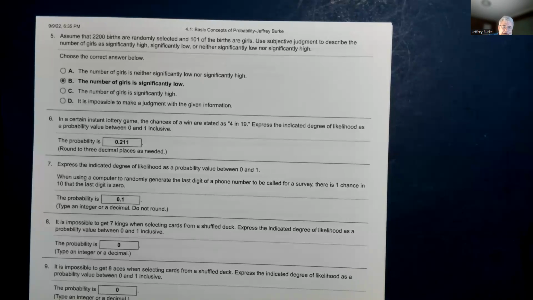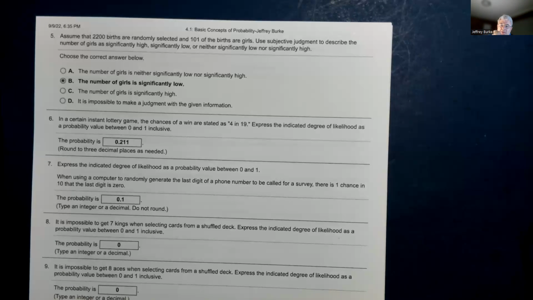So it says assume that 2,200 births are randomly selected. And then it says 101 of the births are girls. So let's imagine like 101 girls are born and then 2,099 boys are born. It says use subjective judgment to determine if the number of girls are significantly high, significantly low, or neither significantly low nor significantly high.